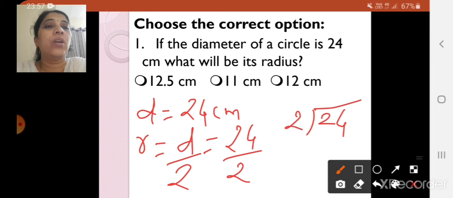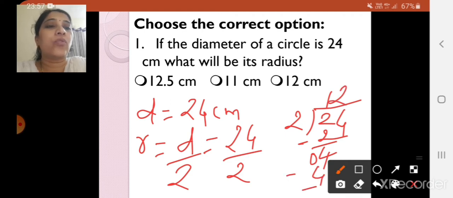So 2 ones are 2. So this will come 0. Next is 4, right? So 2 2s are 4. So 4 minus 4 is 0. So you get the answer as 12 centimeter. So you will write 12 centimeter. So where is the option of 12 centimeter? It is here. So this is your right answer. So let's move to the next sum.